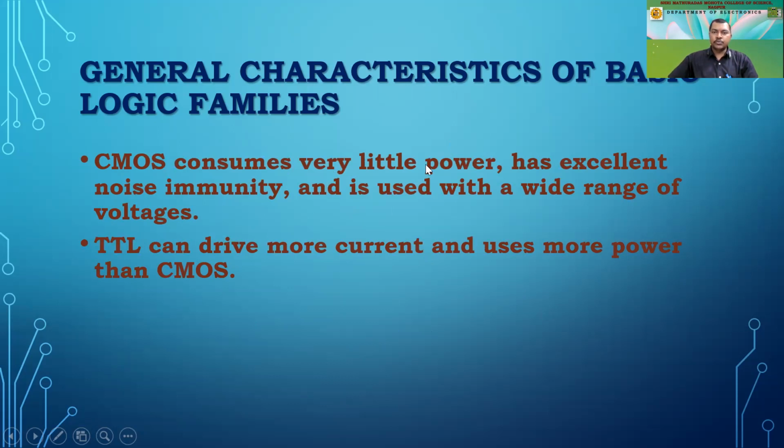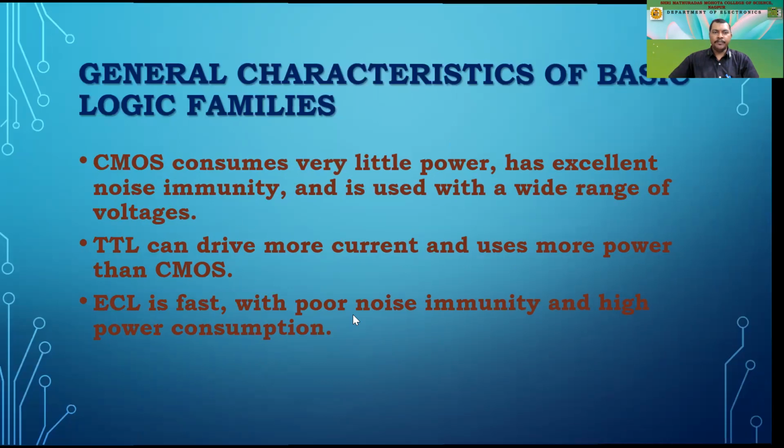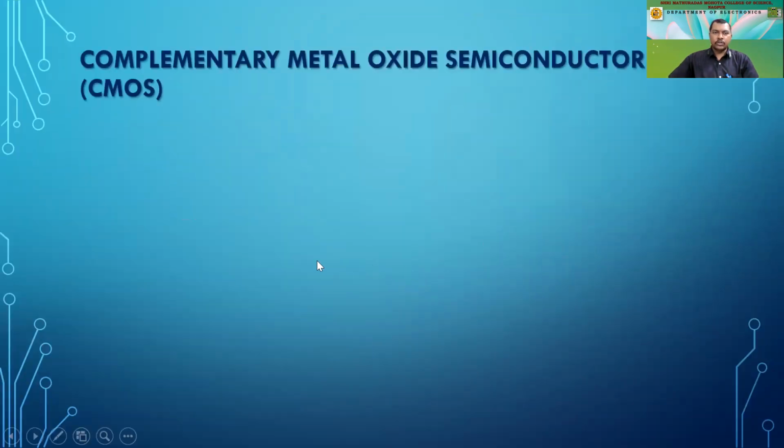CMOS consumes very little power and has excellent noise immunity, but its speed is very low, as far as speed is concerned. Then TTL can drive more current and uses more power than CMOS. ECL is fast, but with poor noise immunity and high power consumption. These are the advantages of all three basic logic families.